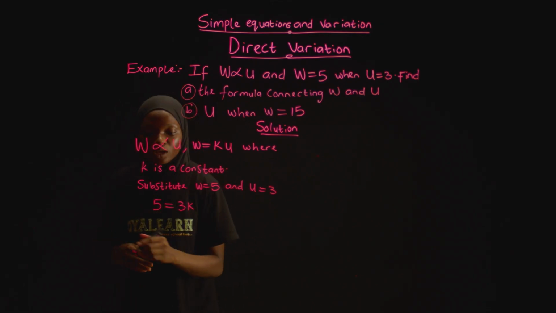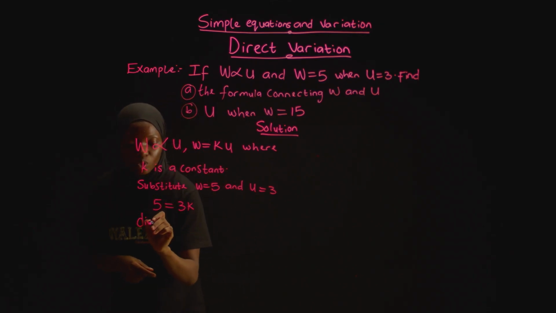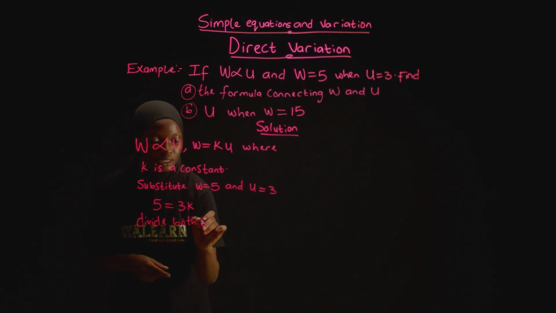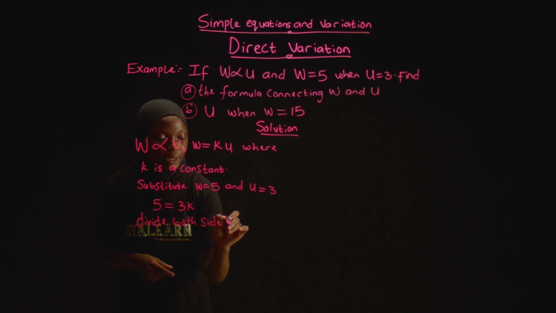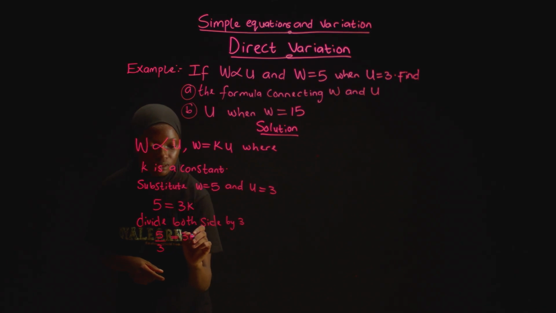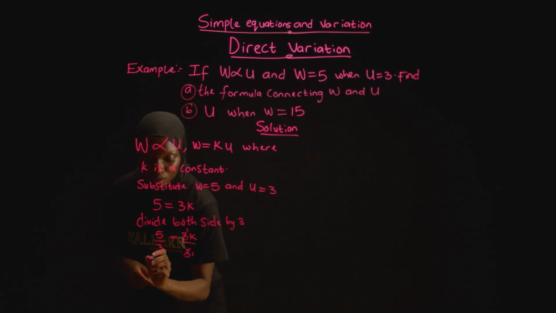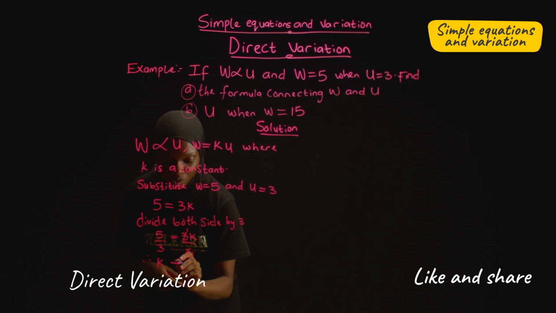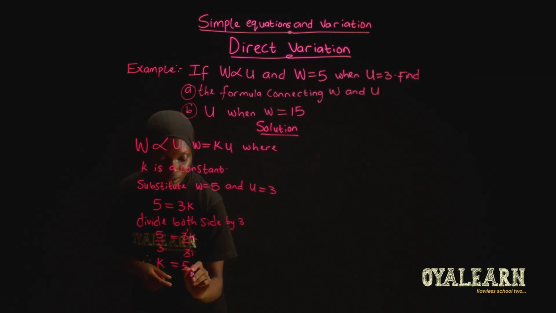And from here, to find k, we divide both sides by the coefficient of k, which is 3. Divide both sides by 3. So we have 5 divided by 3 equals 3k divided by 3. 3 goes here 1, 3 goes here 1. So therefore, k over 1, which is the same as k, equals 5 over 3.